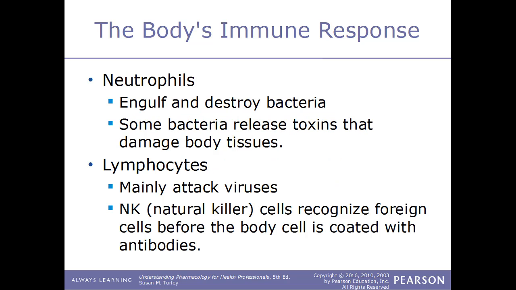Some examples of white blood cells include neutrophils, and they engulf and destroy bacteria. And some bacteria, after they're destroyed, will release toxins that are damaging to body tissues. Another example of a white blood cell is a lymphocyte, and these will mainly attack viruses. And a specialized white blood cell called the NK cells, or natural killer cells, will recognize foreign cells before the body cell is coated with antibodies.